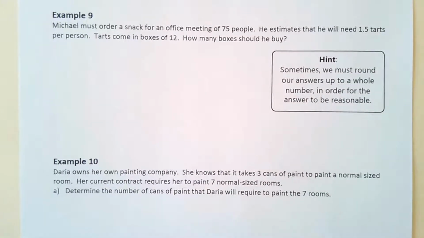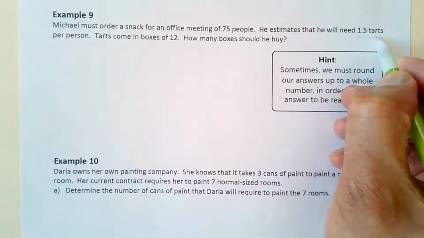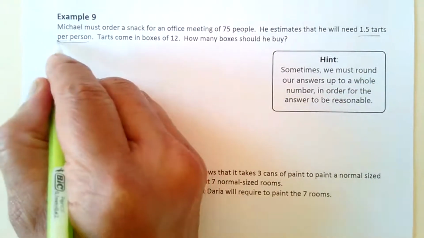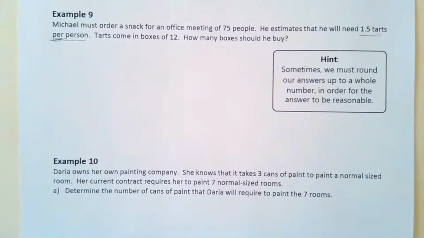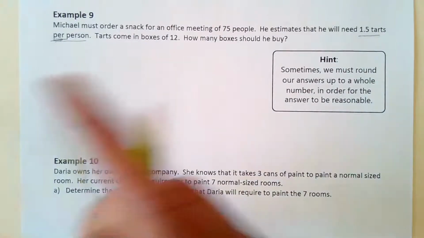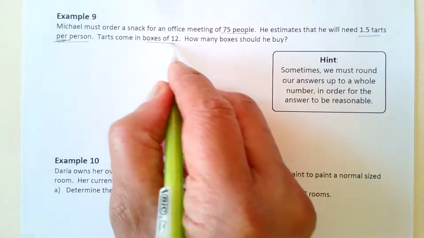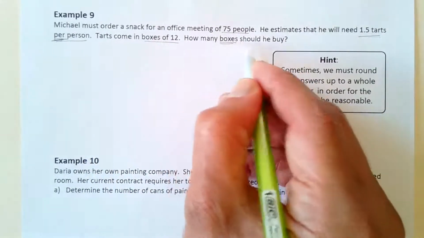In this example, Michael must order a snack for an office meeting of 75 people. He estimates that he will need 1.5 tarts per person. So we start to look at it. This is your conversion here. Anytime they give you per, that's a hint, your conversion factor. And here you have 75 people. Tarts come in boxes of 12. How many boxes should he buy?